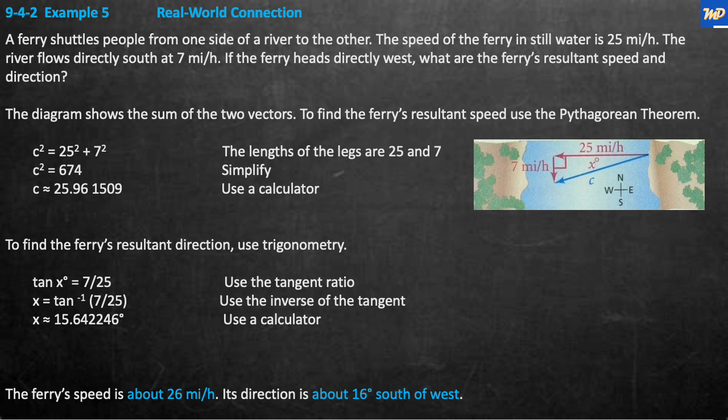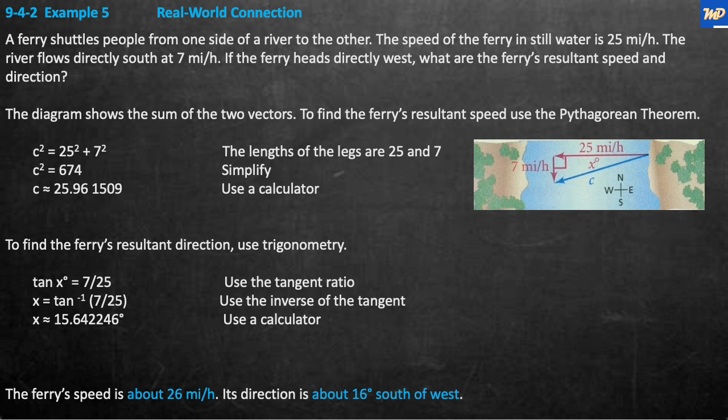Okay, the diagram shows the sum of the two vectors. To find the ferry's resultant speed, use the Pythagorean theorem. So you see that the speed is 25 miles per hour due west. We have a current that's heading due south at 7 miles per hour. And we want to find x, the angle at which we're traveling from the west, and the speed, which is c.